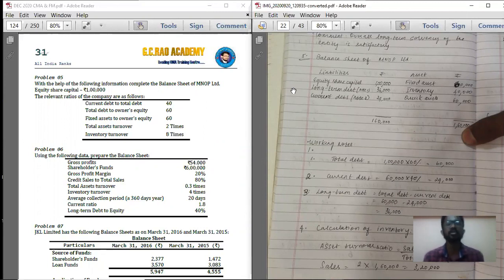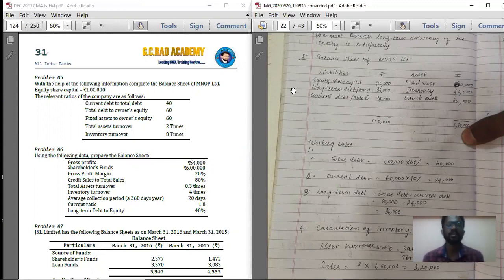Next is fixed asset to owner's equity. That is also 60%. Total asset turnover is 2 times. What is the formula for total asset turnover? Total asset turnover is net sales divided by average total assets, like opening assets plus closing assets divided by 2. If only total assets is there, net sales divided by total assets.